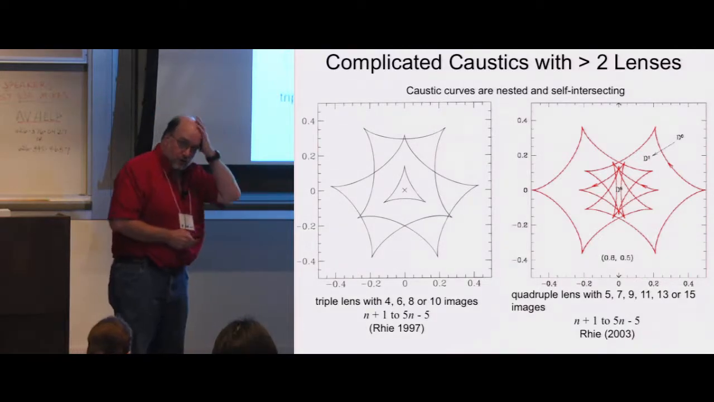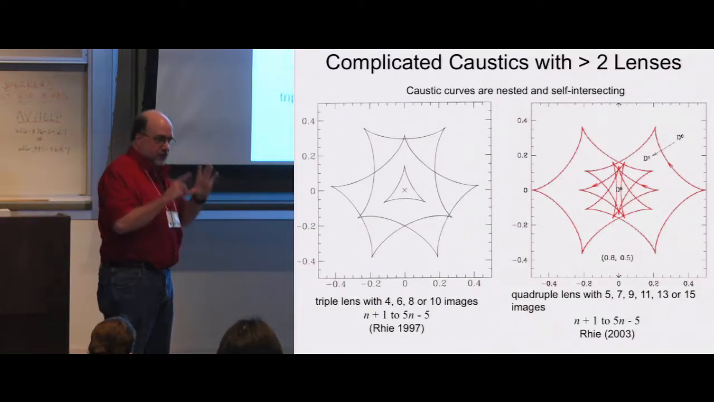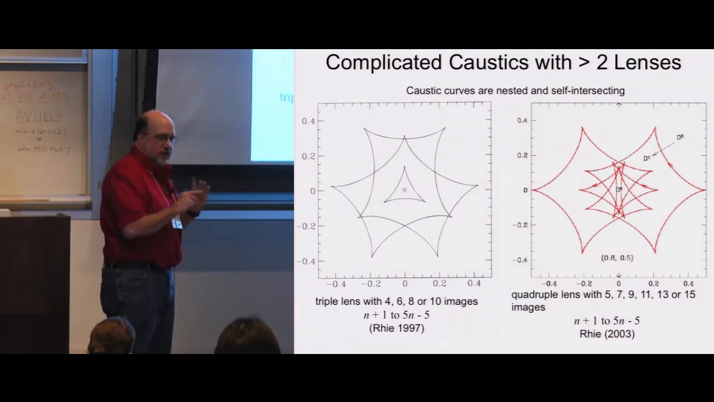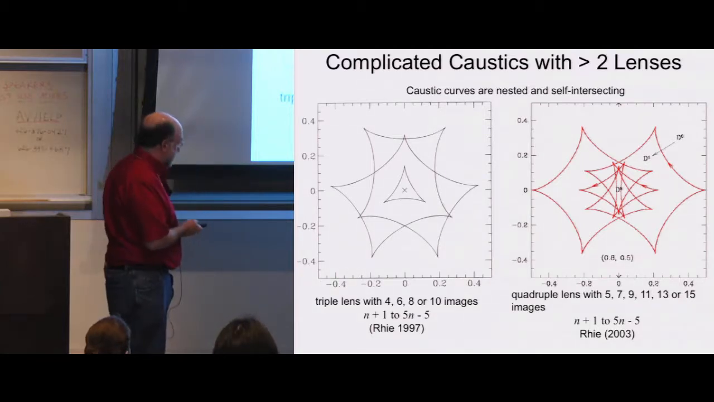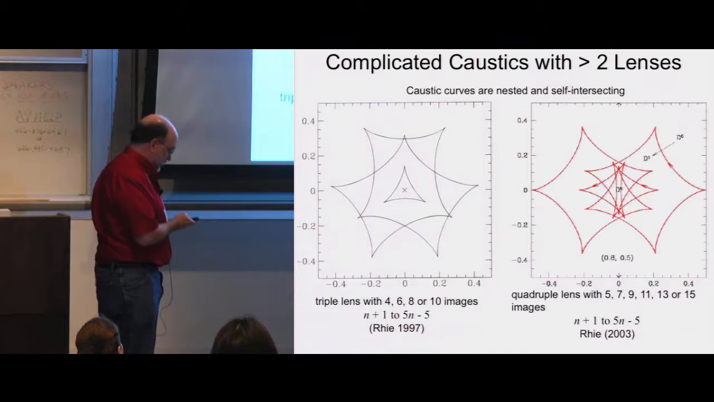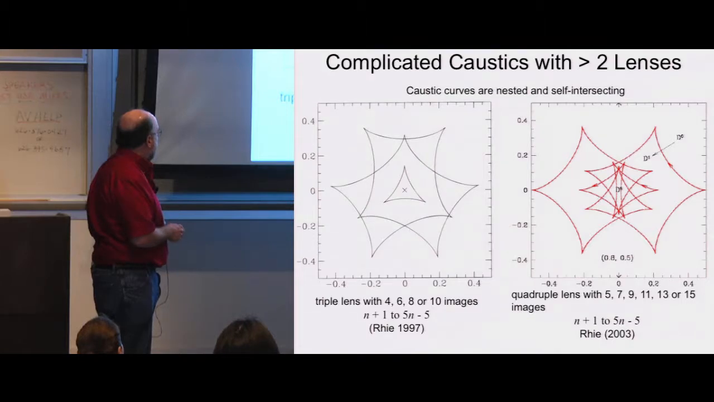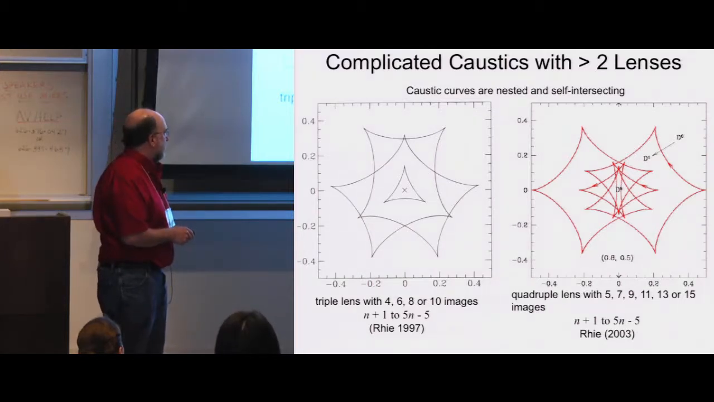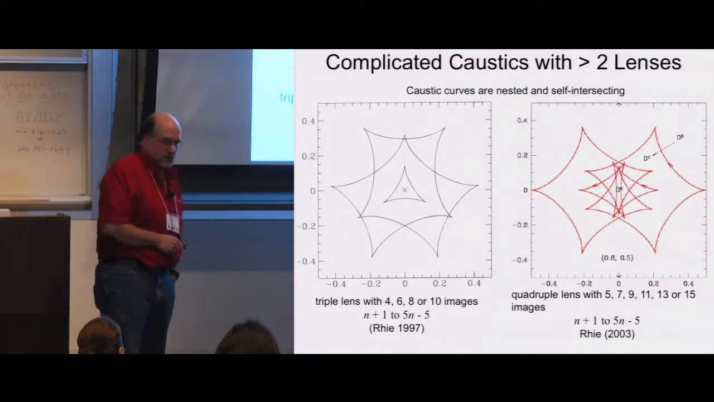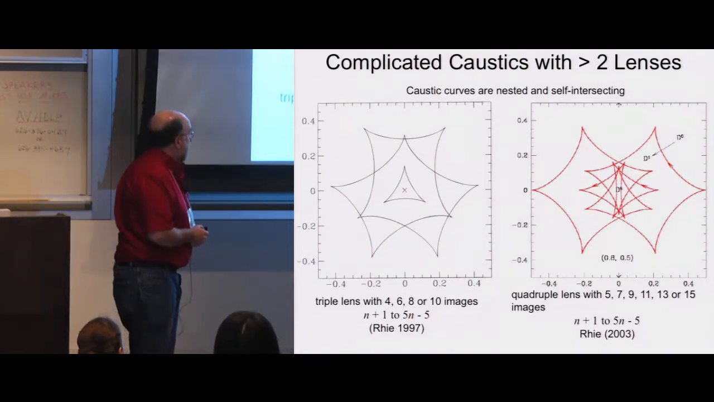All right, and so in a binary lens case, you can be either inside or outside of the caustic. You can't pass multiple caustics, but that's not true with higher number of lensing events. And so here's a case, triple lens case, where you've got 4, 6, 8, or 10 images. So if you start out here, you start with 4, then cross a caustic 6, another caustic 8, and to the center here you get 10. And in here with 4 lenses, you've got between 5 and 15 images.